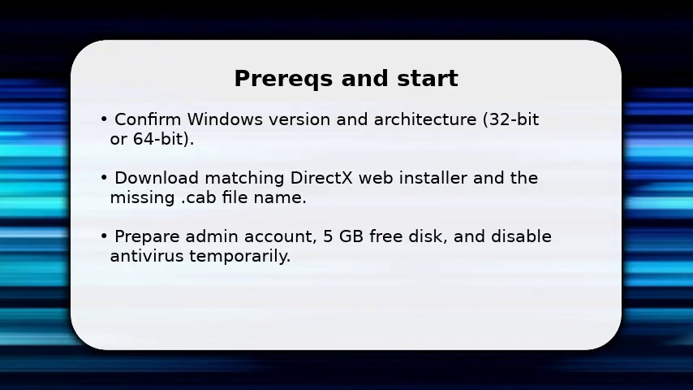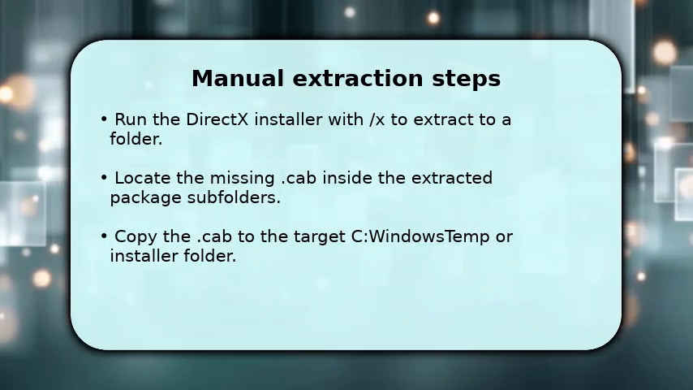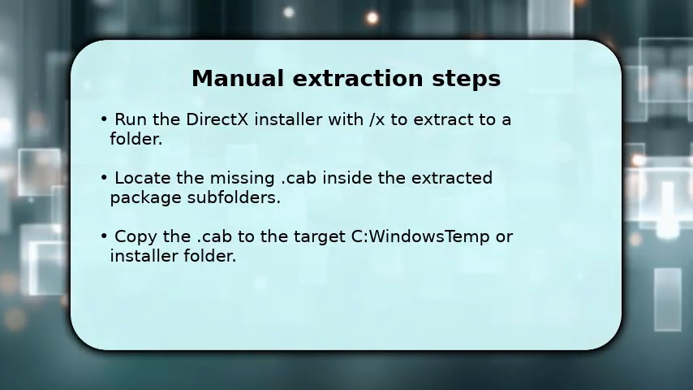You now extract the installer instead of letting it auto-run. Launch the DirectX executable with the /x switch and choose an extraction folder you can access. Once extraction finishes, inspect subfolders to locate the named cab file causing the error.